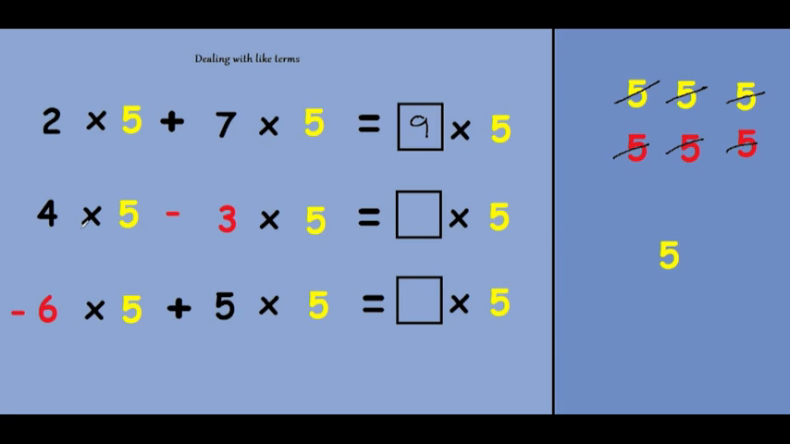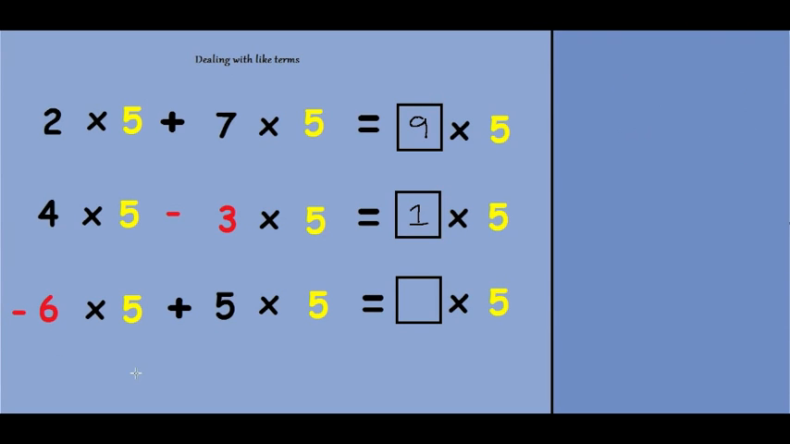So when I have 4 lots of positive 5 and then I subtract 3 lots of these 5s, a whole lot will cancel out, leaving me with just one left over. So I'll have one lot of 5s left over. Alternatively, I could have worked that out by going 4 lots minus 3 lots would leave me with one lot of 5s left over.